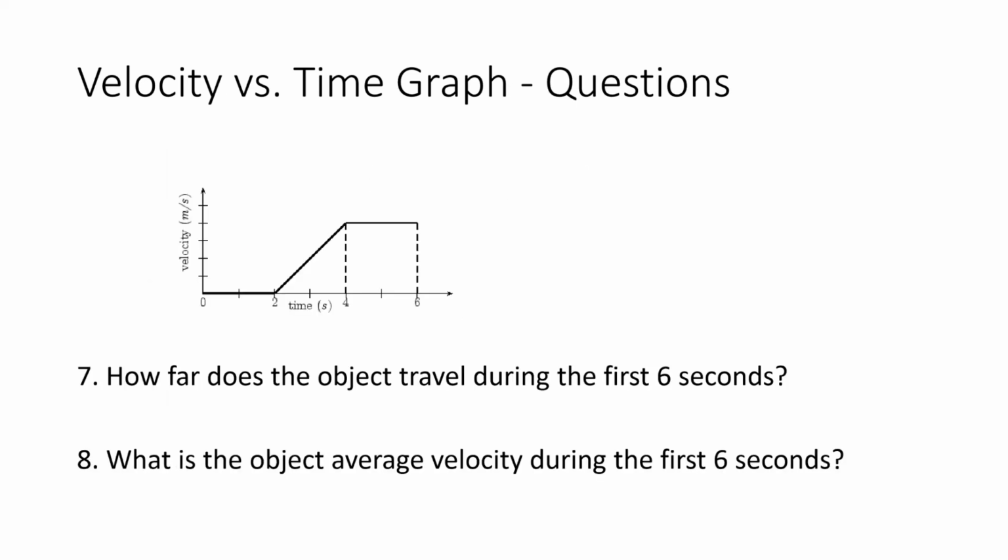Alright, velocity versus time graph. This one, how far does the object go during the first 6 seconds? So we need to find the area under the curve. So our area under the curve is going to be this area and this area for the first 6 seconds.